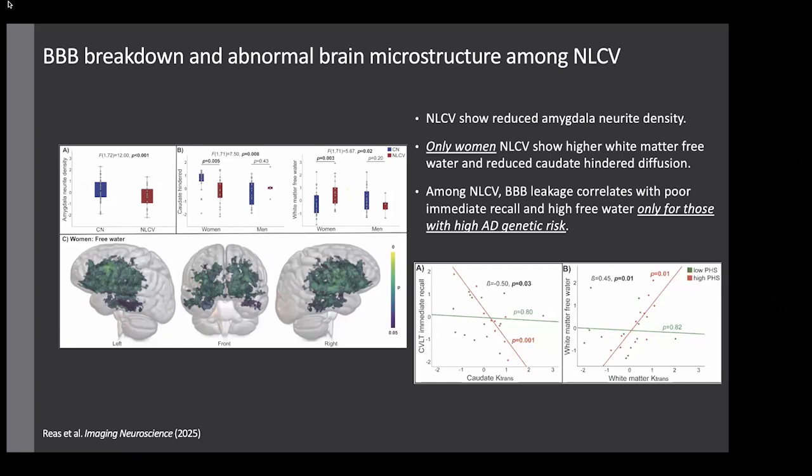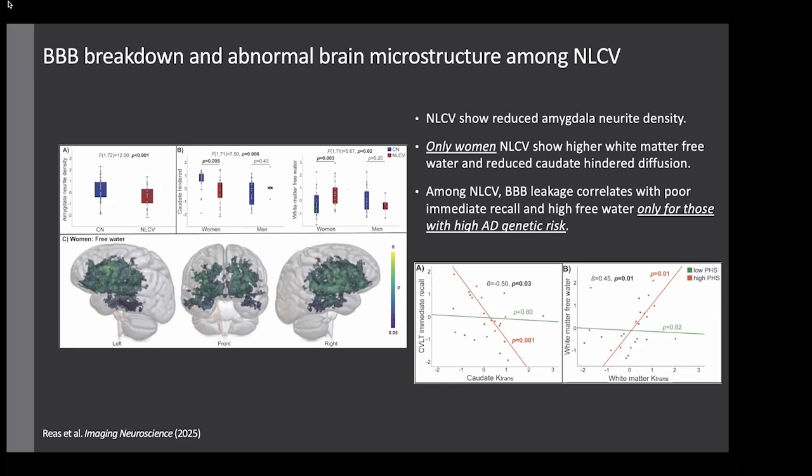Finally, we wanted to understand the associations between blood-brain barrier permeability and cognitive and microstructural properties. And we found that indeed higher blood-brain barrier permeability correlated with worse memory recall, as well as higher white matter free water or inflammation. But we only saw these correlations for individuals who were at higher genetic risk for Alzheimer's disease. And we measure genetic risk using something called the polygenic hazard score.